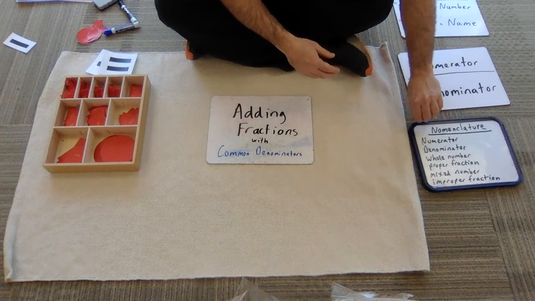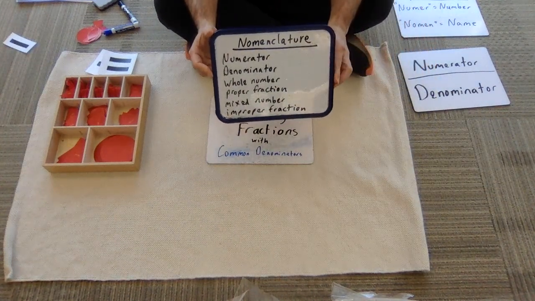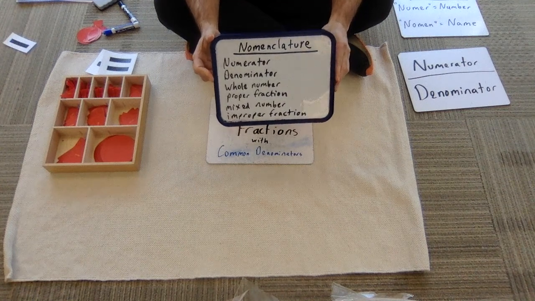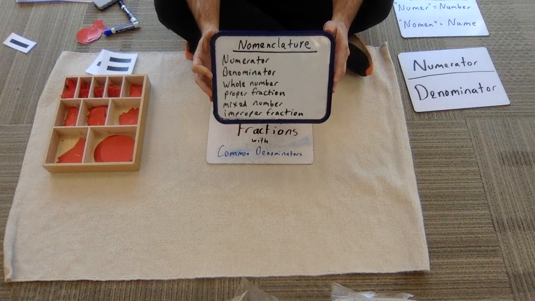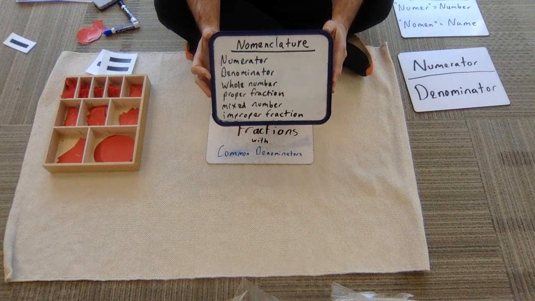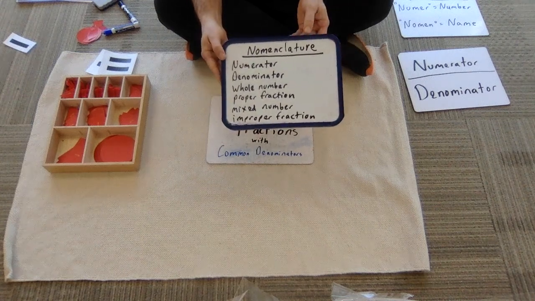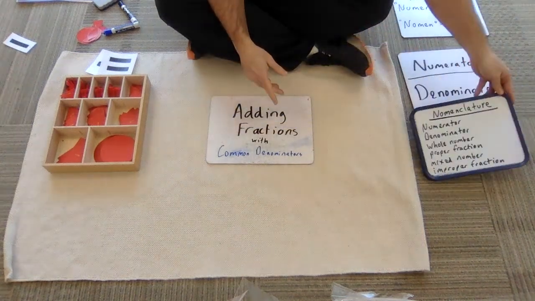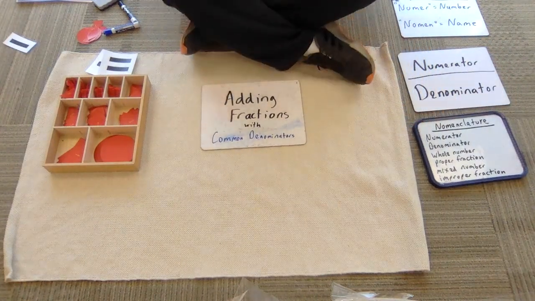A couple of other things we need to talk about are other words, and this fancy word called nomenclature, which is just a big word that means the words that we use. So: numerator, denominator, whole number, proper fraction, mixed number, and improper fraction. There's also another one called an apparent fraction. We may talk about that later. I don't want to dwell too much on the nomenclature because you know that for the most part. Let's just go right into adding fractions.